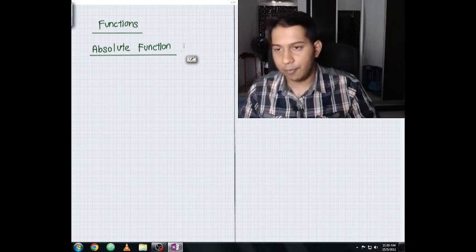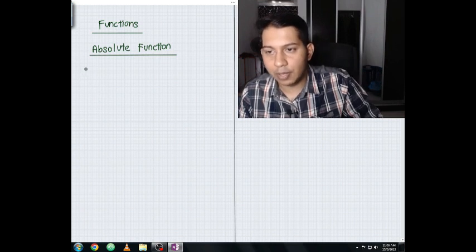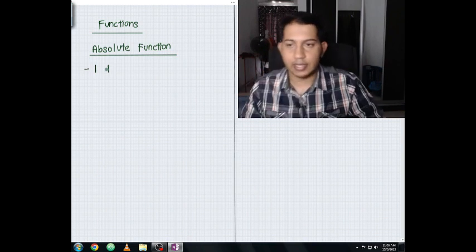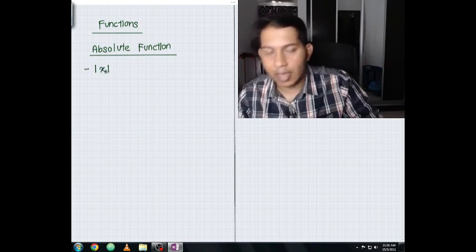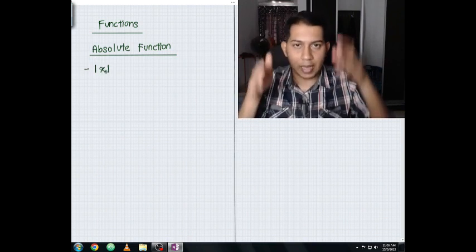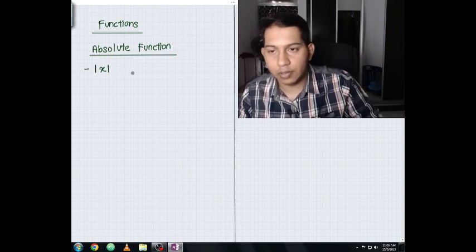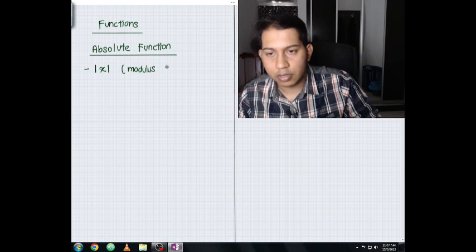It will always come with a modulus symbol. Let's say you have an x variable, and outside the x variable you have these two bars, and these two bars are also known as the modulus symbol.